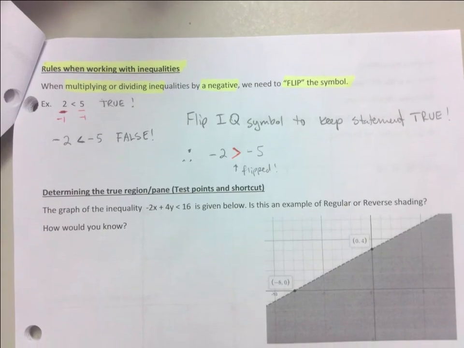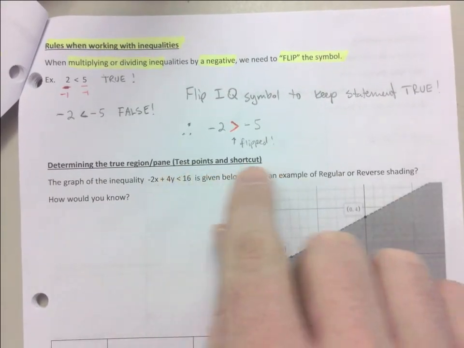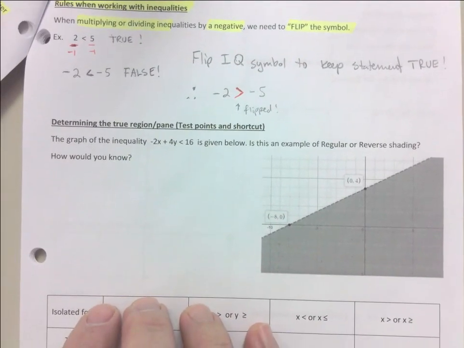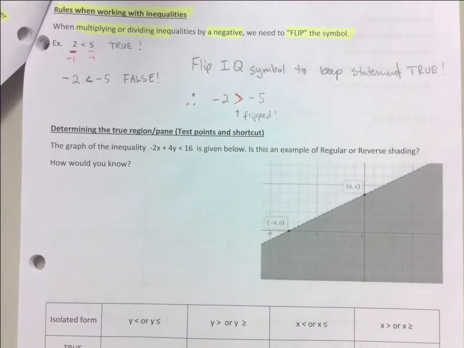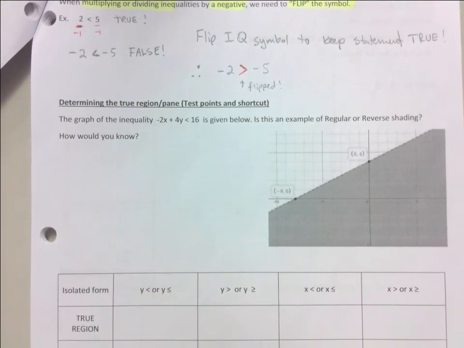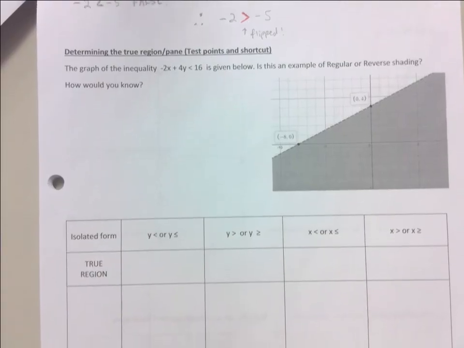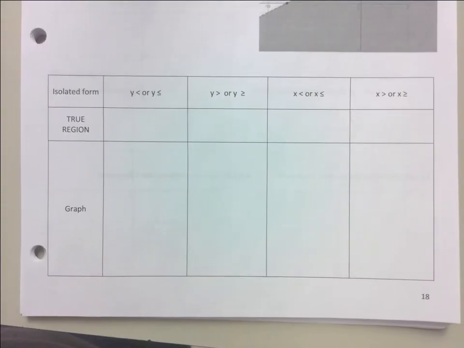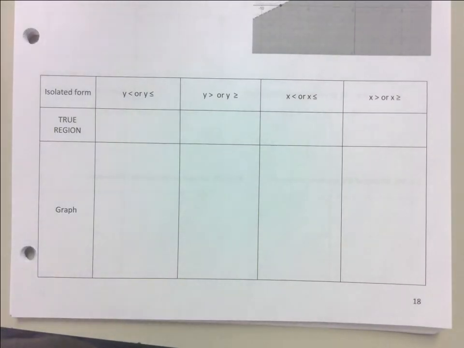I think I'm going to skip the test point, because I'm not using test points. If you take Pre-Calc 11, they will do test points. By the way, inequalities is in there as well. But I'm going to skip that. I have a better method of doing this. Let's go to this table right here.